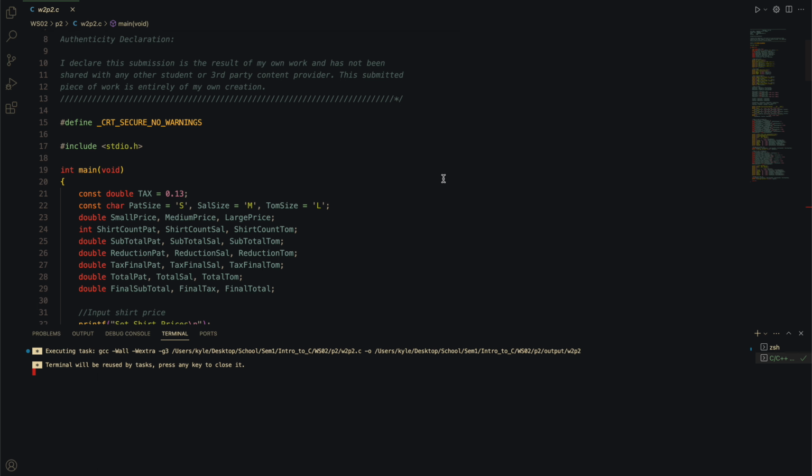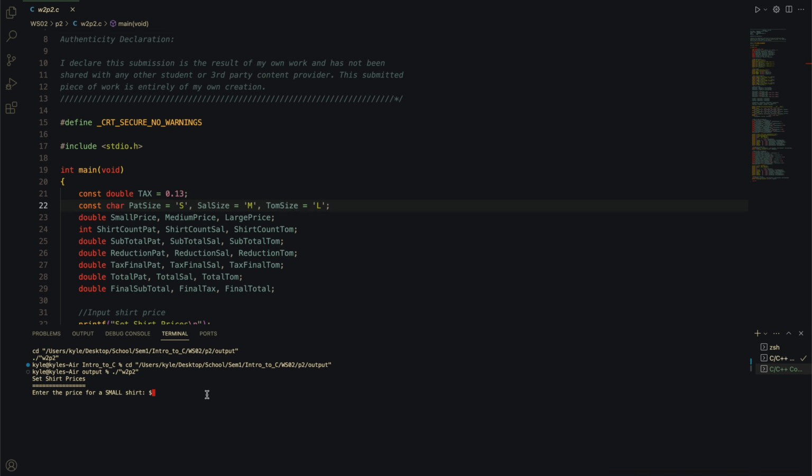Let me just quickly run this program, if I know how. Alright. So we're gonna input the ones that were provided for us. Small shirt cost $17.96. A medium shirt $26.96. Large $35.97. What shows over here, we have the output of the prices. As you can see, shirt store price list.